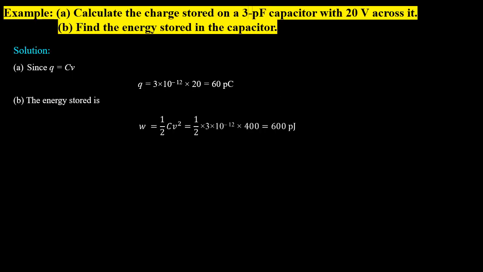Now, in the given example, you have to calculate the charge stored on a 3 picofarad capacitor when a voltage of 20 volts is applied across it. Also find the energy stored in the capacitor. Starting the solution, we know that the charge stored on a capacitor is the product of capacitance and voltage across it, so Q is equal to CV. Substituting the values, we will have a charge of 60 picocoulombs. For the second part, we have to calculate the energy stored, which is equal to half CV square. Again substituting the values, we will have an energy of 600 picojoules.